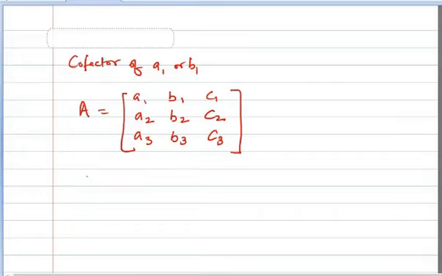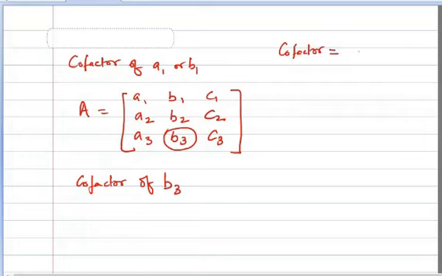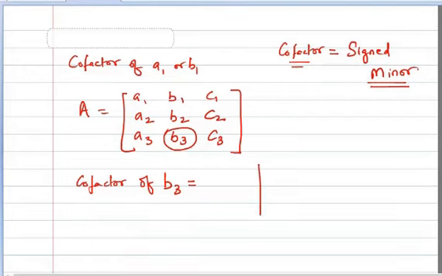To find the cofactor of any particular element, say I have to find the cofactor of this element B3. The general formula is cofactor is equal to signed minor. Minor is the determinant that is formed by deleting the particular row and column. Then cofactor is the signed minor. Suppose I want to find the cofactor of B3. For that, I have to calculate the minor of B3.